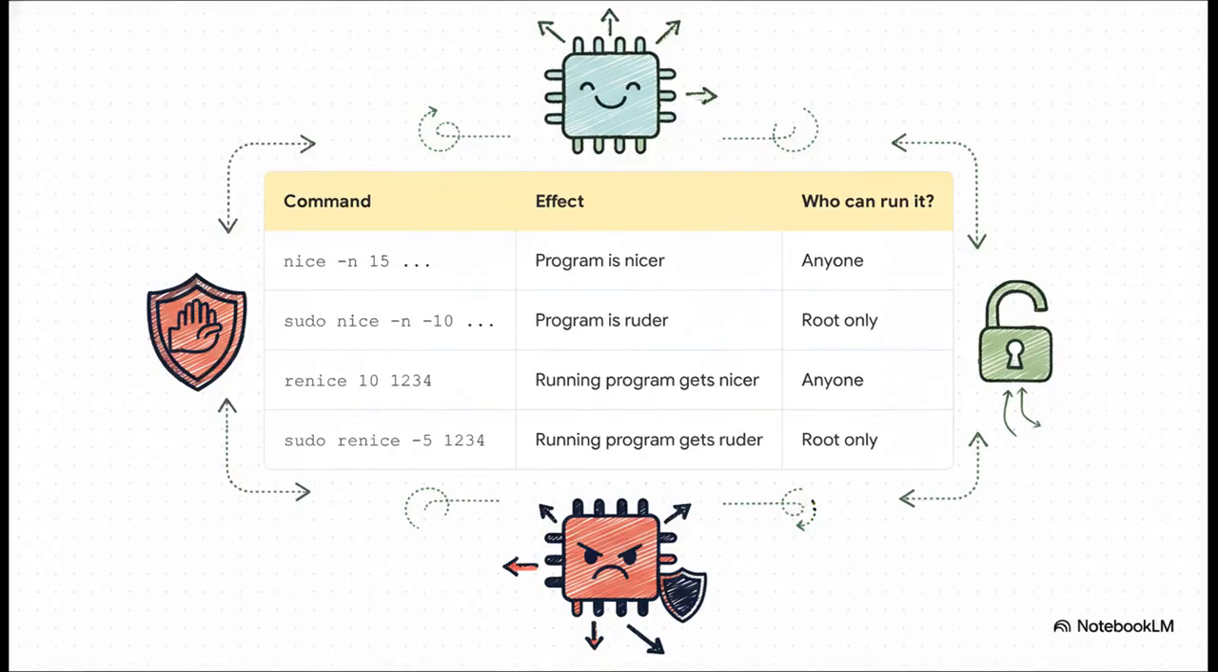As you can see right here, the rules of the road are pretty straightforward. Any user, at any time, can make their own programs nicer. That is, give them a higher number towards +19. But if you want to make a program ruder by giving it a negative value, you have to prove you're in charge by using sudo.